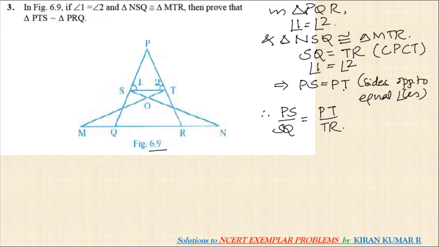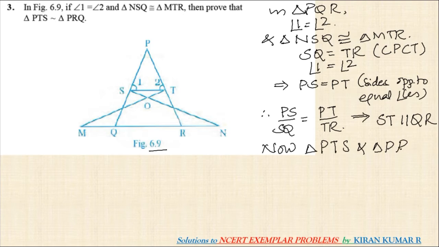From these two equations, I have got this result. Therefore, when the sides are divided in equal ratio, I can say that ST is parallel to QR. Now consider the triangles PTS and PRQ.